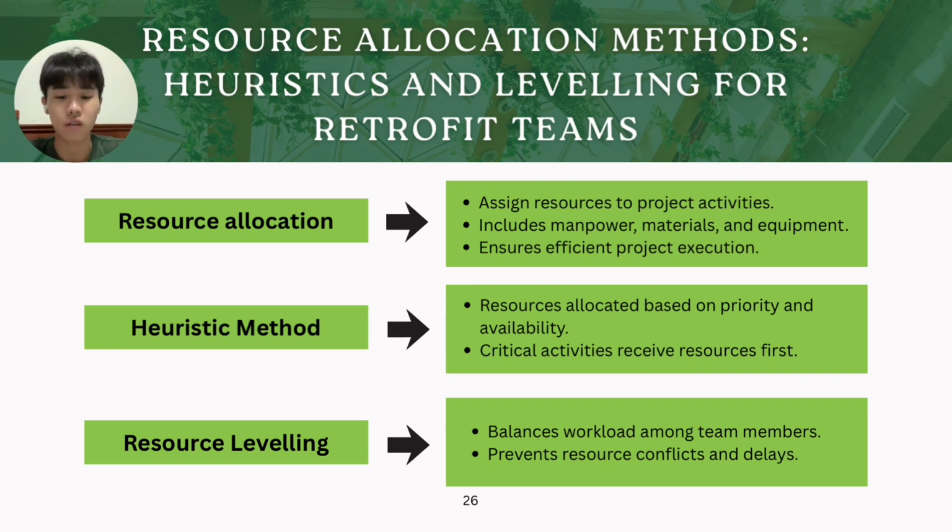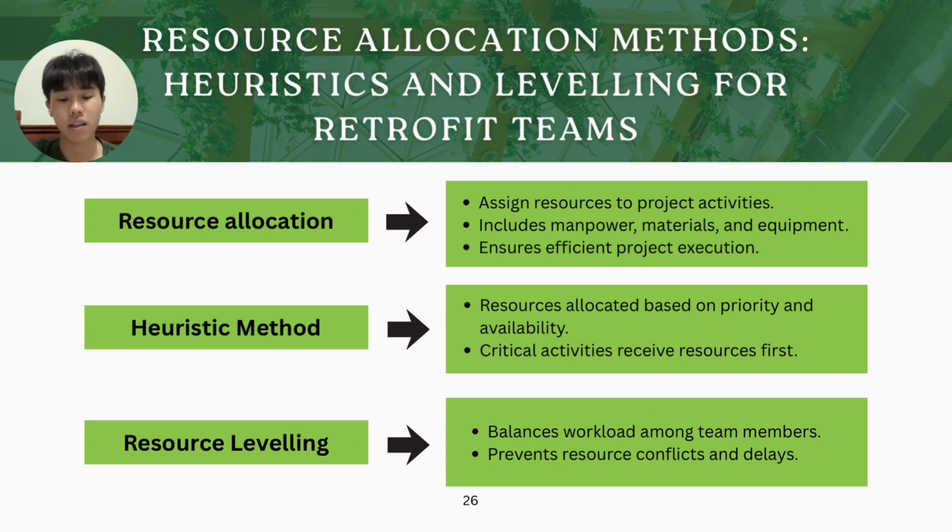Resource allocation refers to the process of assigning available resources such as manpower, materials, and equipment to specific project activities. This is very important to ensure that the project can be completed efficiently without causing any unnecessary delays or additional costs. For this project, we use the heuristic resource allocation method. This method allocates resources based on their availability and the priority of activities. Activities that have a greater impact on the project are given priority first. For example, materials and equipment must be purchased before the installation work can begin.